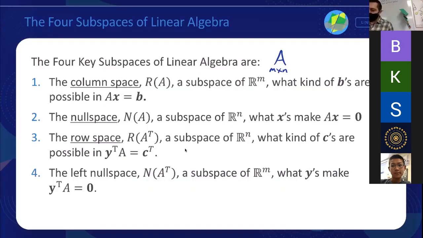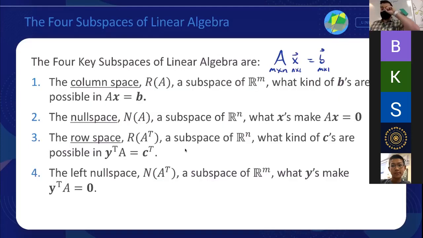It answers the question, what types of B's could I get? So x will be n by 1. B would be m by 1. So it's another reason it will be a subspace of Rm. The column space is telling me what kind of B's I get, which have m elements in them as well. But really the column space is just all the vectors I can get by linear combinations of the columns.